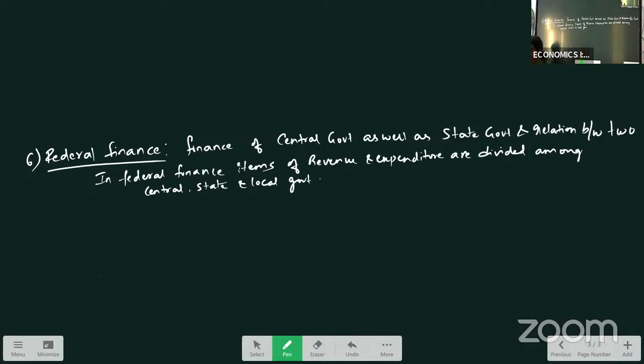What do you mean by federal finance? Federal finance is the finance of the central government as well as the state government, and the relation between the two. Some income is received by the central government, some income is received by the state government. So when the state requires, the center will give some funds. When the center requires, state funds are used by them. So the financial relation between the central government and state government is called federal finance. In federal finance, revenue and expenditure of local government, state government, as well as central government will be there. So this system is called federal finance.